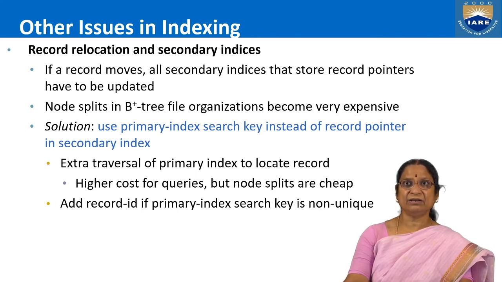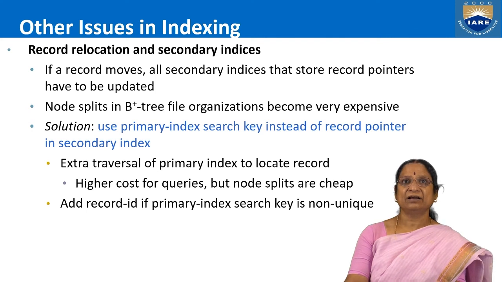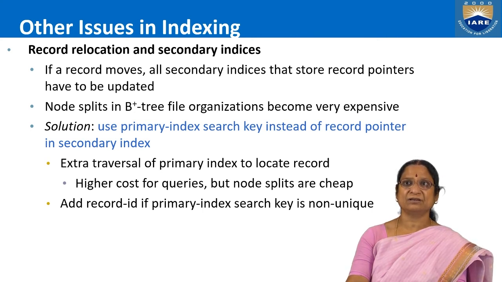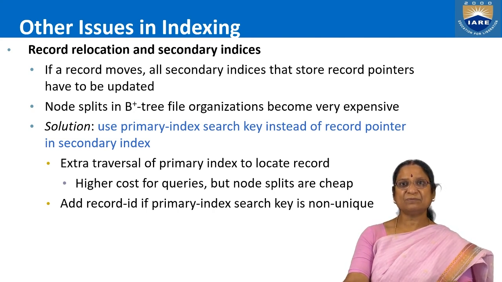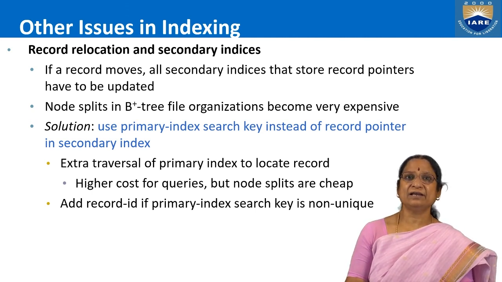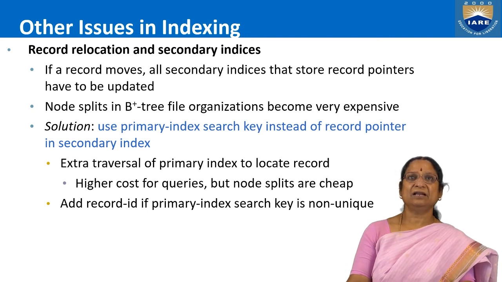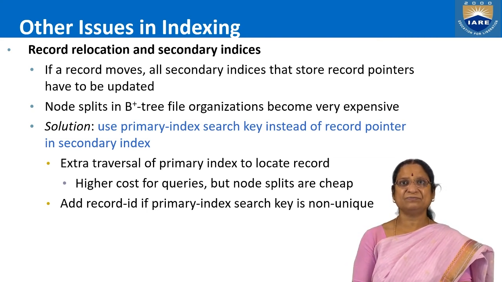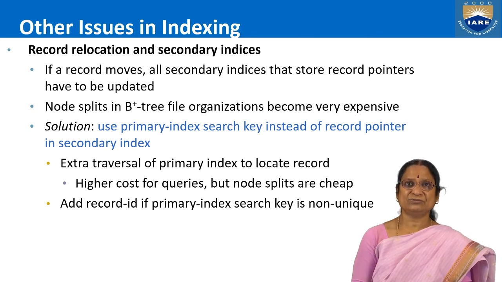And record relocation and secondary indices are some of the issues related to other indexing. When a record moves, all secondary indices that store record pointers have to be updated. But node splits in B plus tree file organization become very expensive in such cases. So then what are we supposed to do? We can use the primary index search key instead of the record pointer in the secondary indices. That means if the record pointer is used, what happens if the record moves from one place to another place, then a problem occurs in the secondary indices.